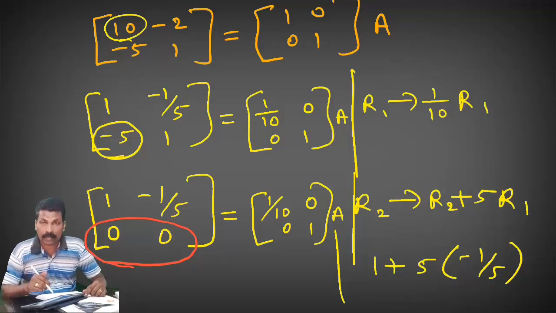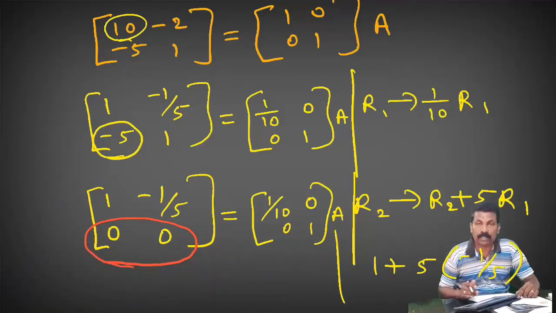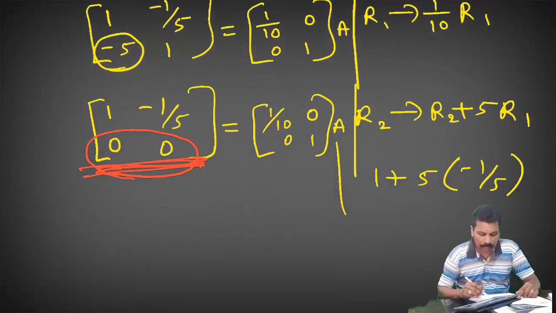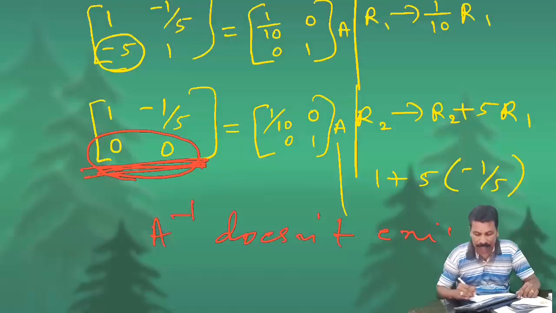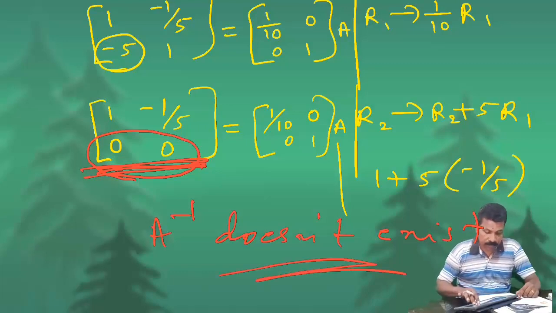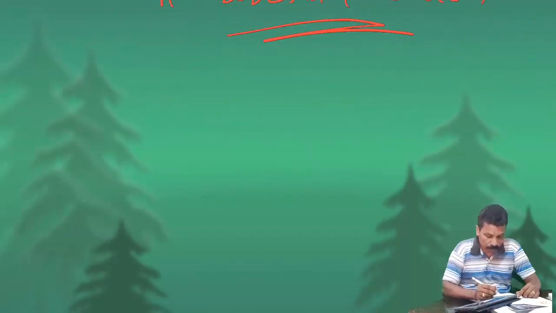In a matrix, either left hand side or right hand side, if we get a row of all zeros, then we must understand that its inverse does not exist. Once again, since we obtained all the elements 0 in the second row, we cannot proceed further, and here we can write A inverse doesn't exist.